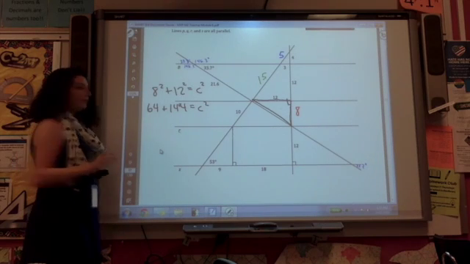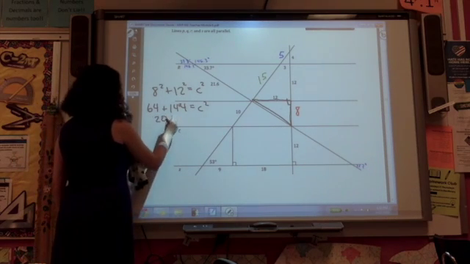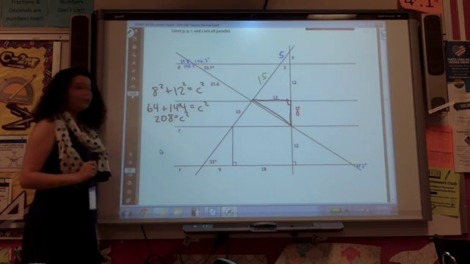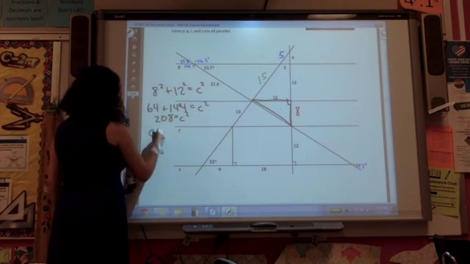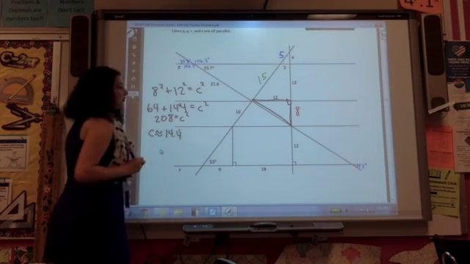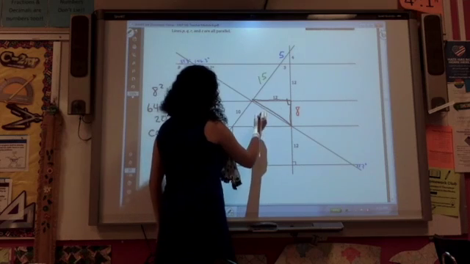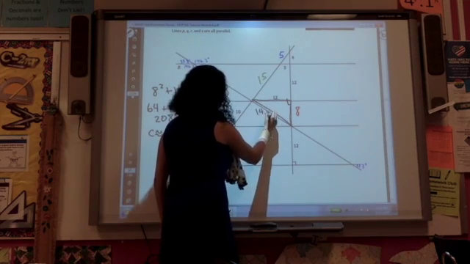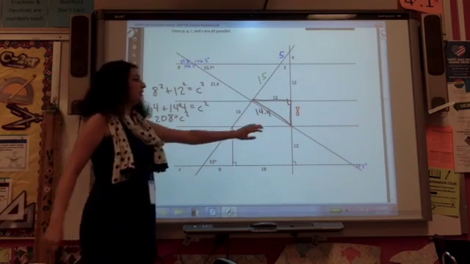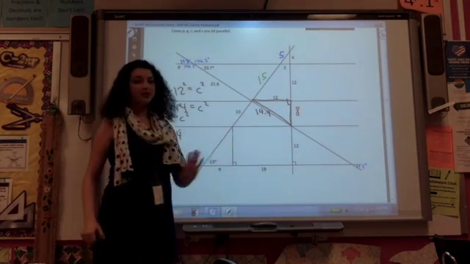64 plus 144 is equal to 208, and if you plug this into your calculator and square root it, you'll get that c is about 14.4, I believe. 14.4. So again, I used a squared plus b squared equals c squared there.